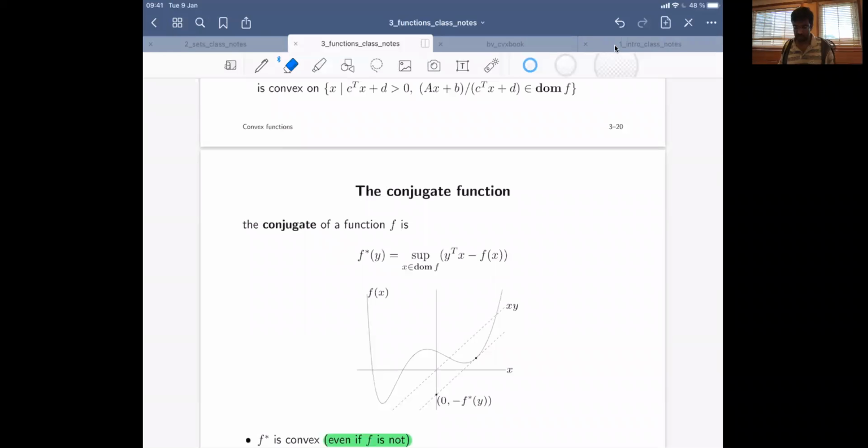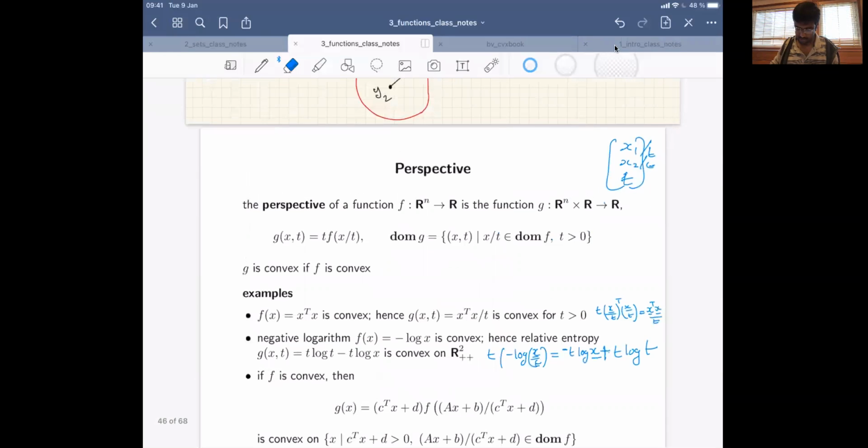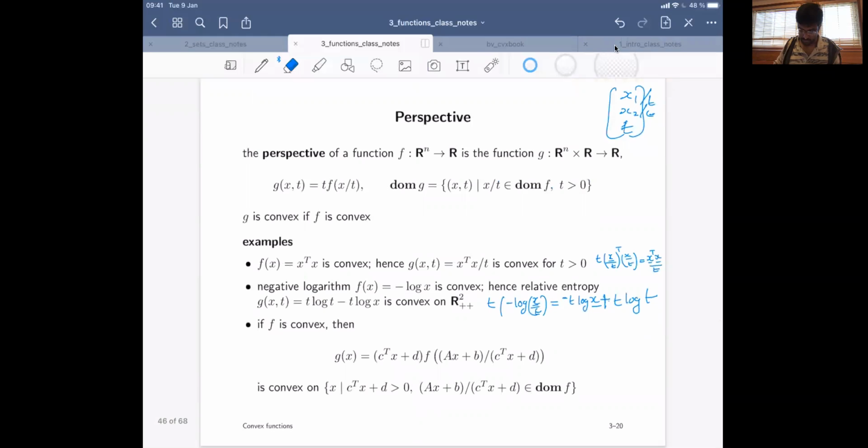Okay, let's start. So last time we were discussing perspective function.